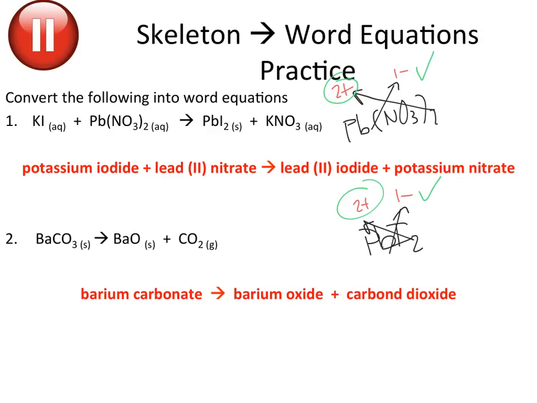Here are your answers. Potassium iodide plus lead-2 nitrate gives us lead-2 iodide and potassium nitrate. Now, how do I figure out that this was 2? Well, remember that to figure out the charge, we first have to figure out, well, this is a multivalent metal. It's one of those poor metals that has more than one valency. So we need to figure out what the charge is so that we can put it into Roman numerals.